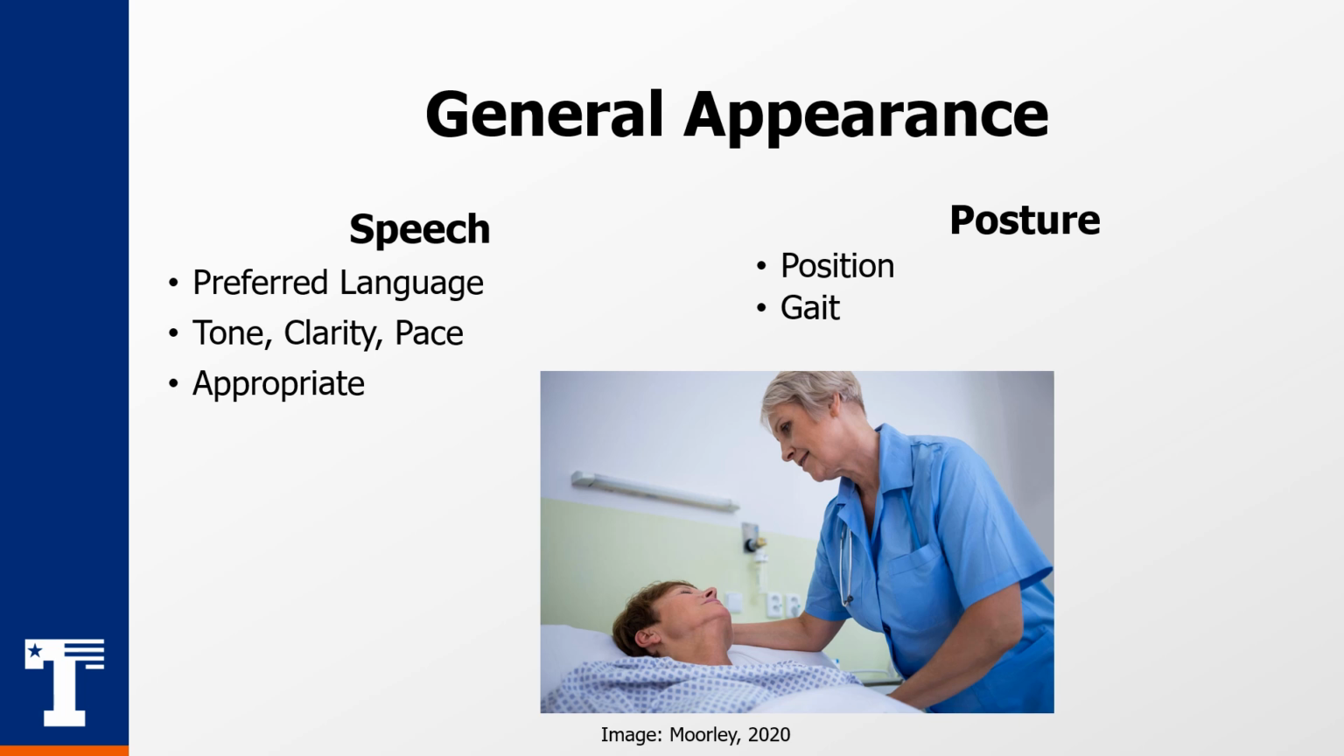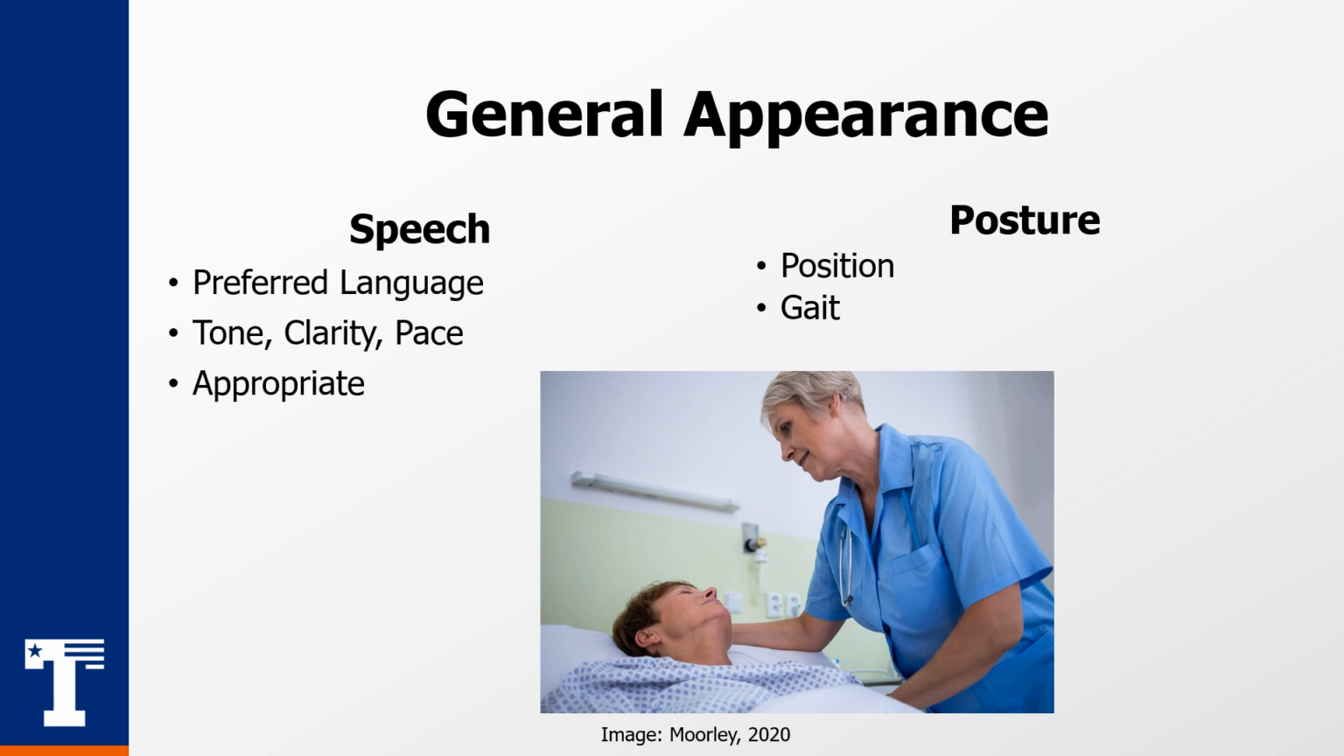General appearance part of the assessment is pretty organic. You've already started doing it as soon as you started talking to the patient. You were able to figure out if they spoke English or not, or you're able to find out what their preferred language is. And when they talk to you and you just kind of ask them some general polite questions, you can assess their tone and clarity and pace. For example, tone, are they monotone? Do they sound drowsy? Clarity, are they slurring their speech? Are they able to enunciate?